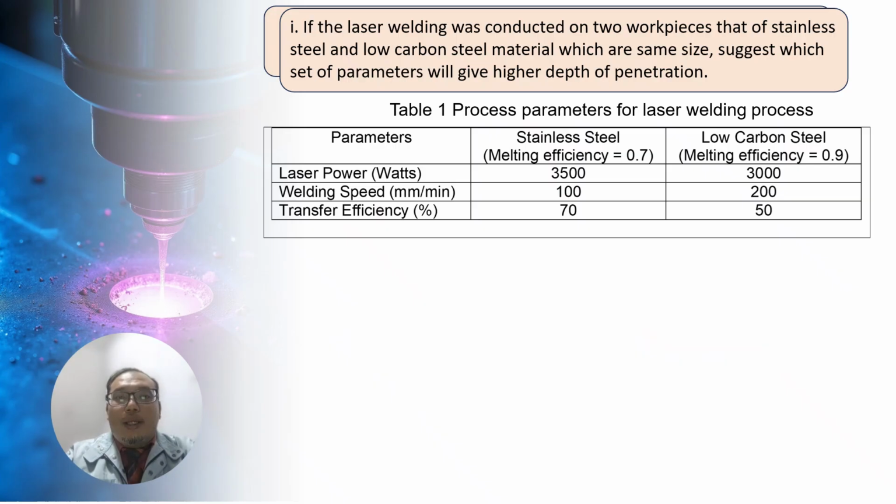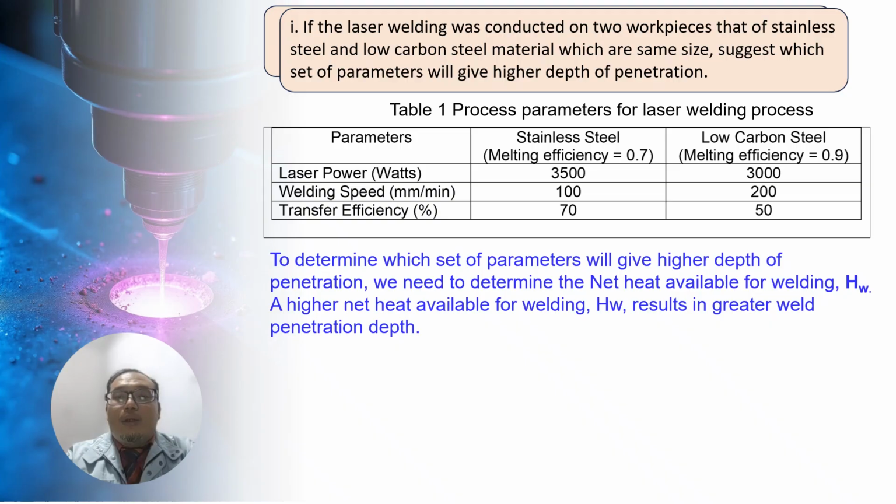Question 2.1. If the laser welding was conducted on two pieces of the same size, either stainless steel or low carbon steel, suggest which set of parameters will give a higher depth of penetration, given the information in Table 1 related to stainless steel and low carbon steel. To determine which set of parameters will give a higher depth of penetration, we need to determine the net heat available for welding, which is HW. A higher net heat available for welding HW results in a greater weld penetration depth.